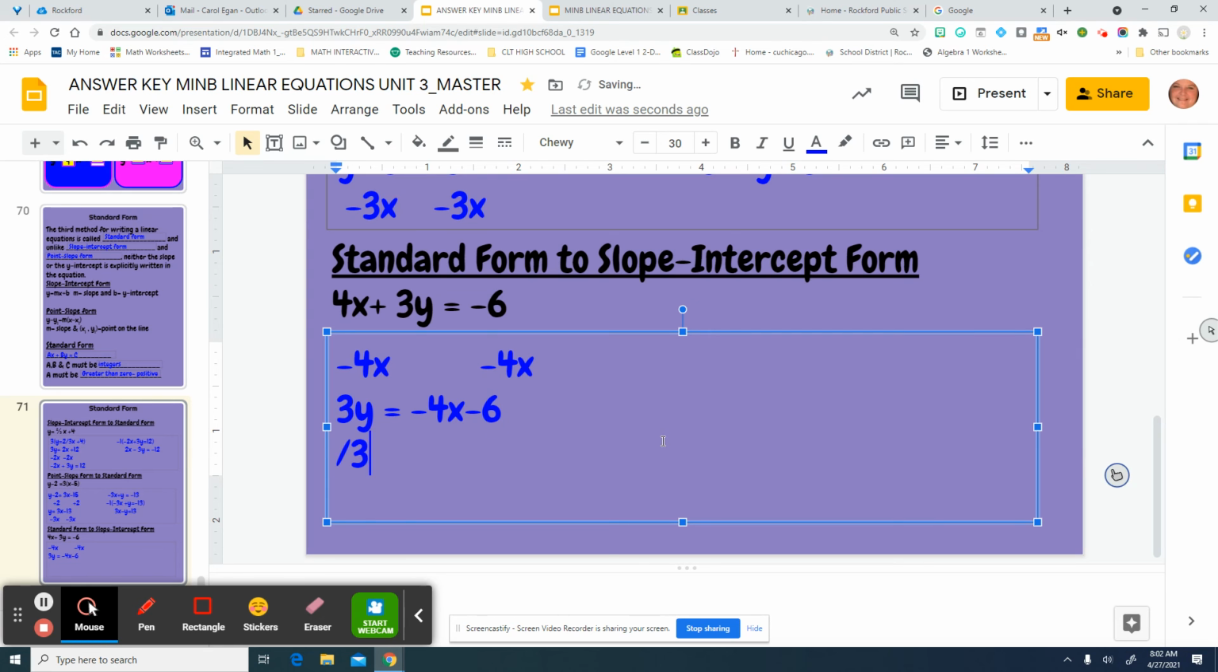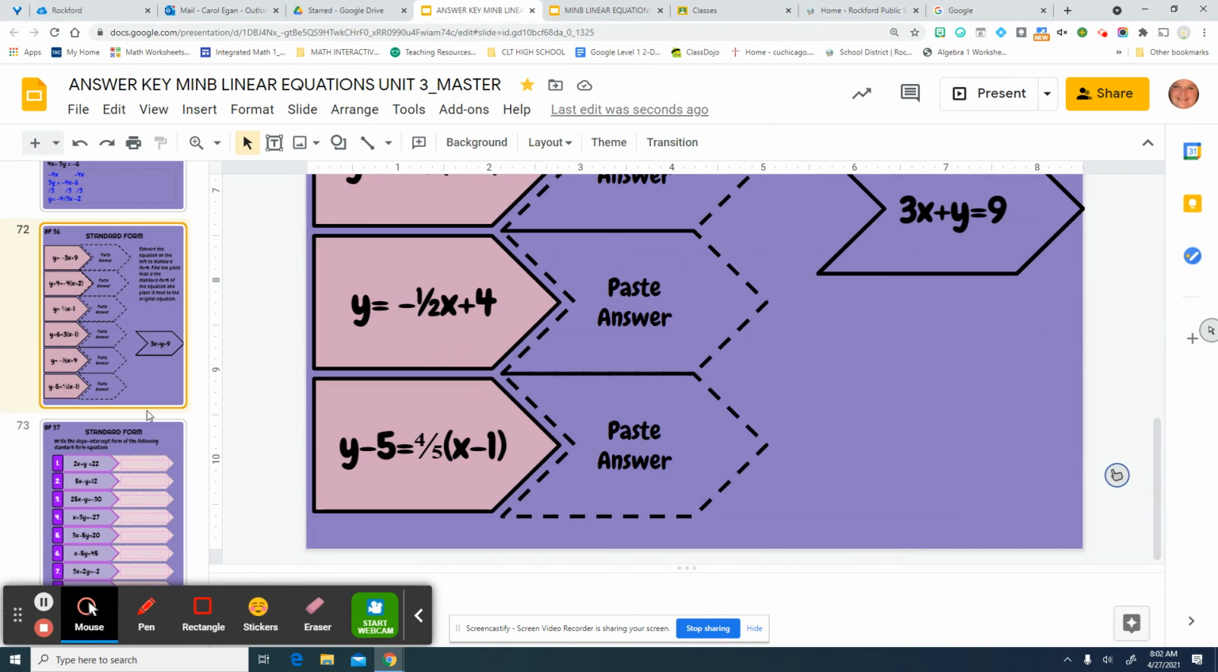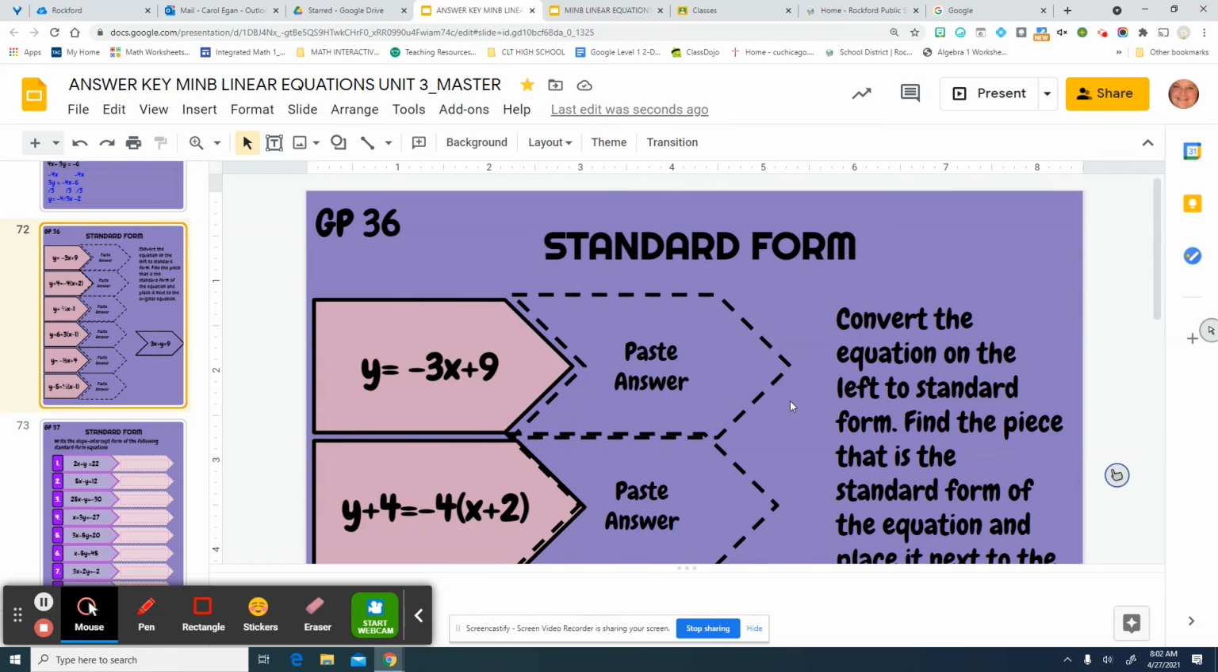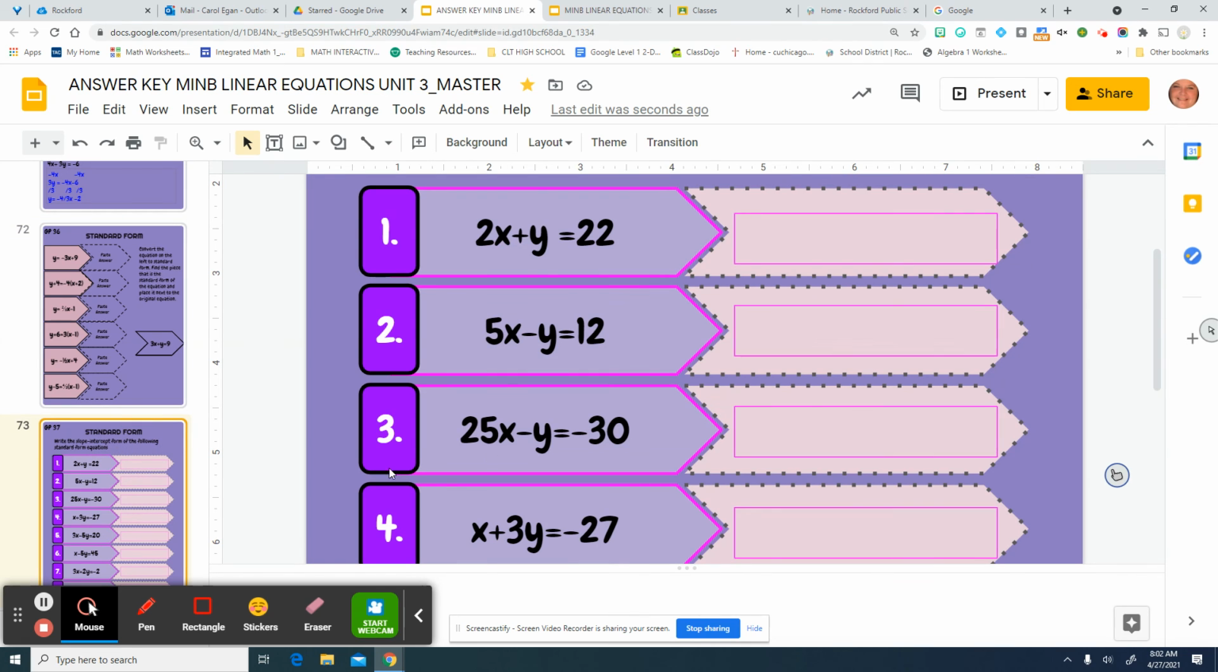And then, of course, I need to divide both sides by 3, and not just one part of this side, but every term on this side needs to be divided by 3. So y equals 4 over 3 is not going to simplify pretty, so I'm going to leave it as negative 4/3 x. And negative 6 divided by 3 is negative 2. And that's it. That is standard form. And then you have 2 GPs to do. The first one asks you to convert the equation on the left into standard form. And then you're going to convert standard form into slope-intercept.